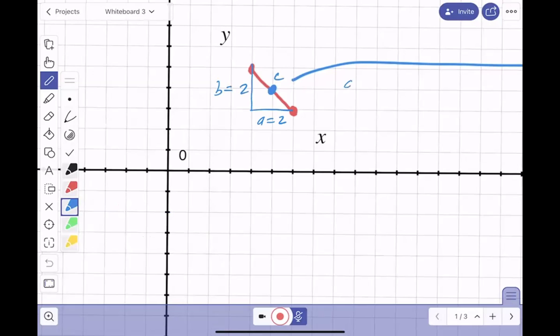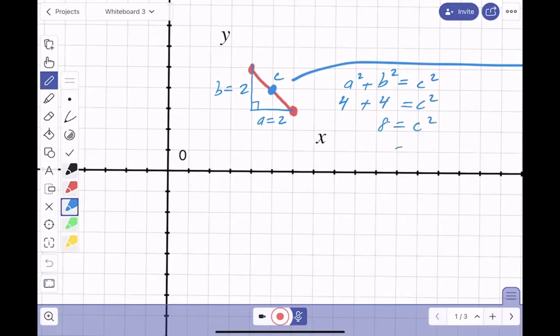What do I get? A squared plus B squared. It's a right triangle, by the way. The side opposite the right angle is called the hypotenuse. That's C squared. So what's A squared? 4. What's B squared? 4. That equals C squared, which is the distance. 4 plus 4 is 8.